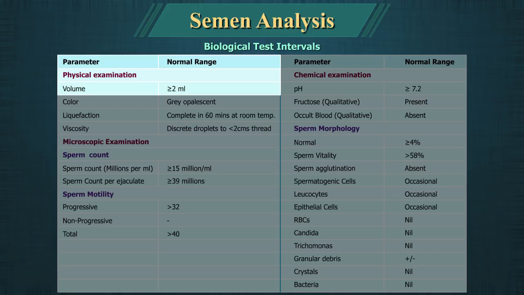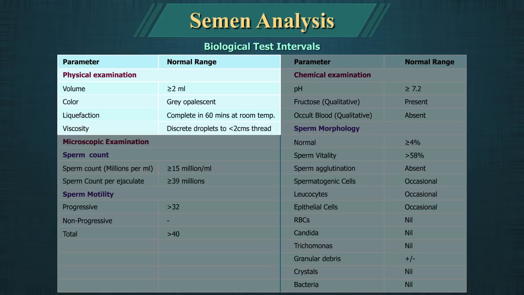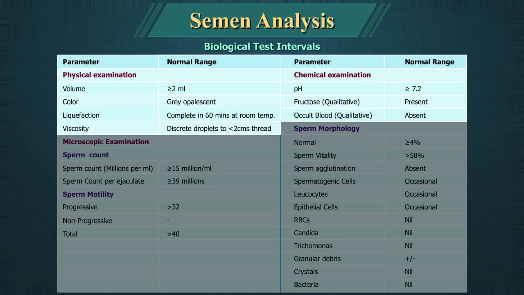Volume should be more than 2 ml. Color is gray opalescent. Liquefaction time should be completed in 60 minutes at room temperature. Viscosity, discrete droplets of less than 2 cm thread. Chemical examination, pH should be more than or equal to 7.2. Fructose is present. Occult blood absent.